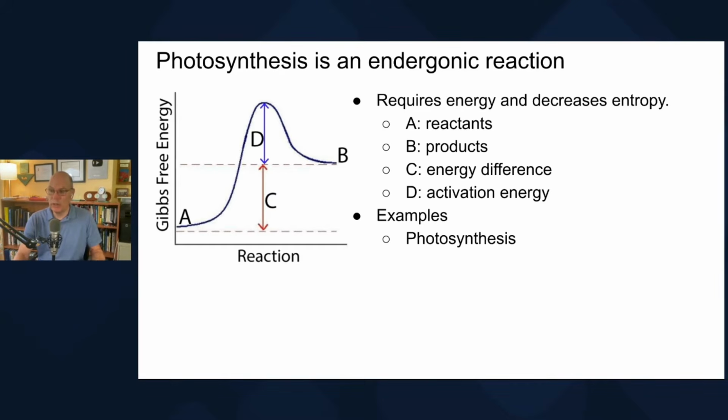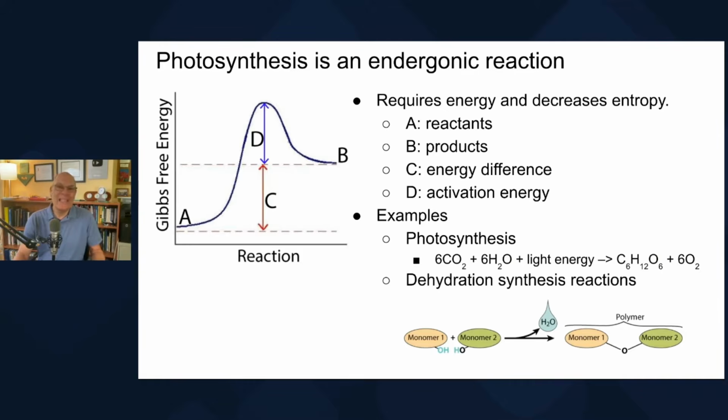Endergonic reactions include photosynthesis, in which carbon dioxide and water, driven by light energy, create glucose and oxygen. And notice that there are 7 molecules over here, 12 molecules over here. It's decreased entropy. And any dehydration synthesis will tend to be endergonic. When you take monomers and combine them into polymers, that takes energy.